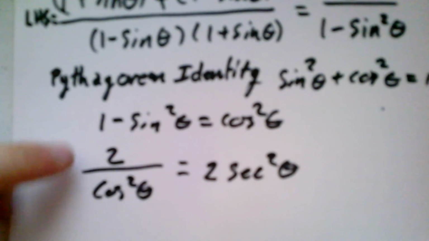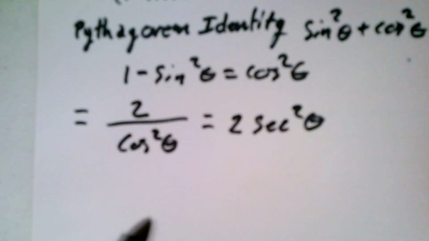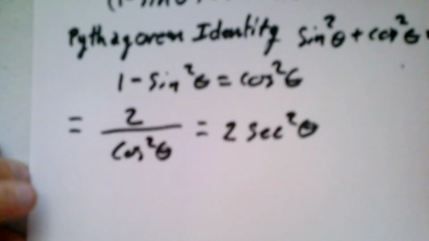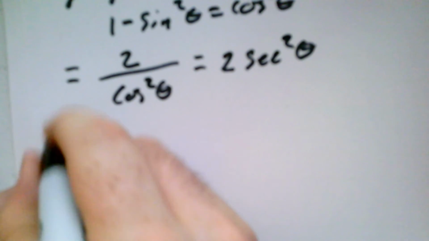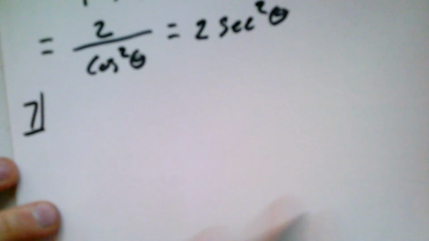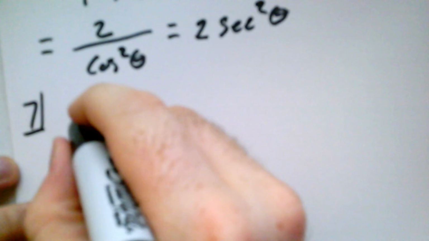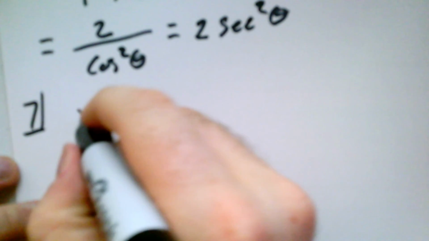Okay. So, let us pull another question. Okay. So, for this problem, we're going to say that both x and y are in the first quadrant.